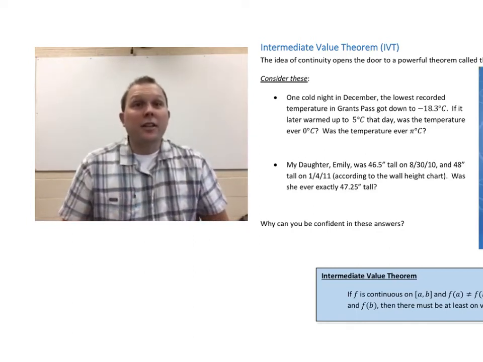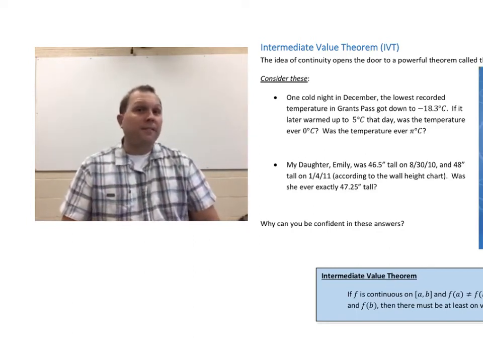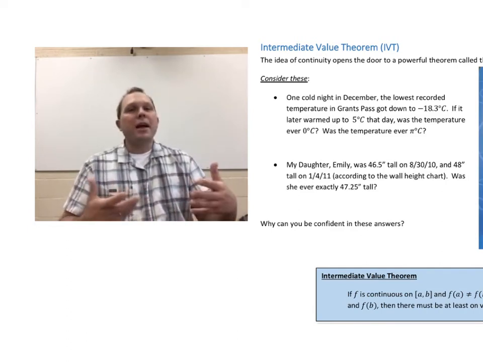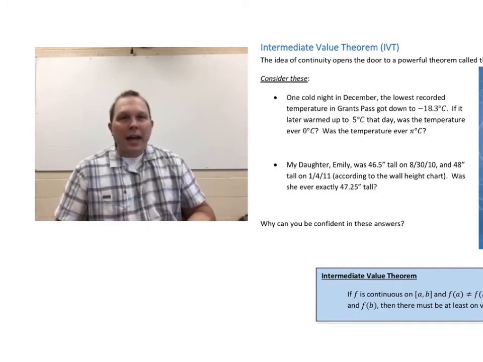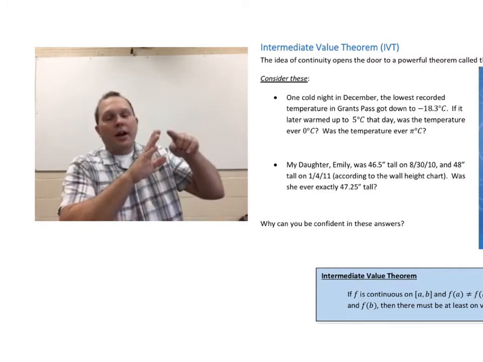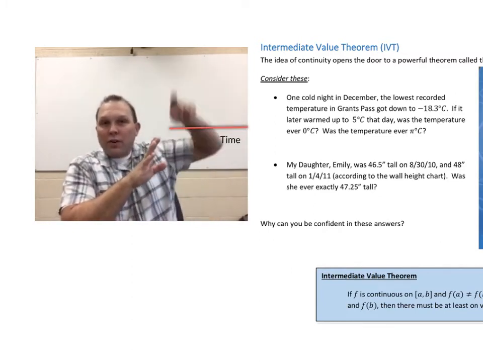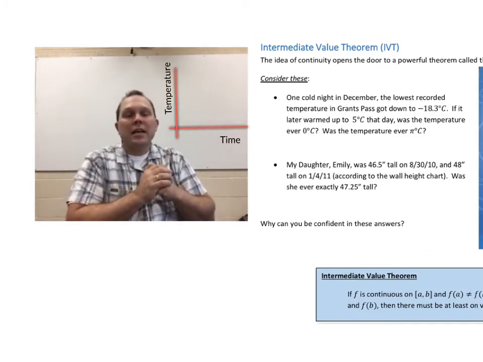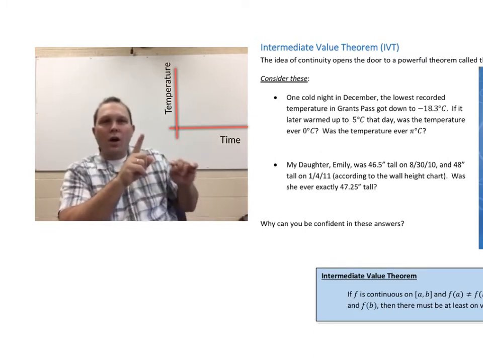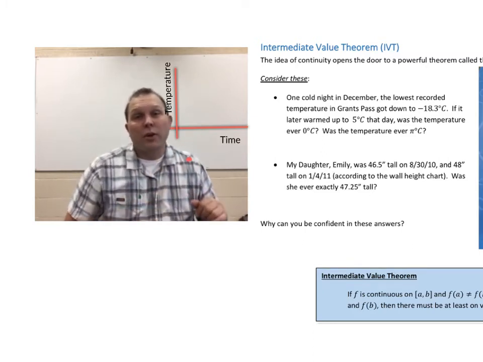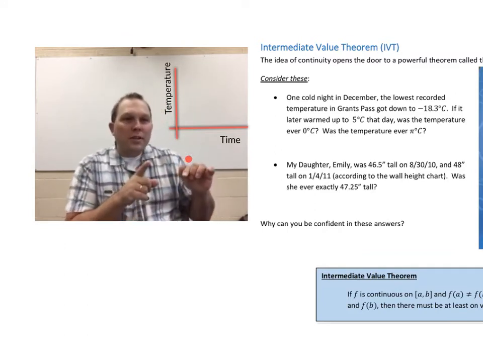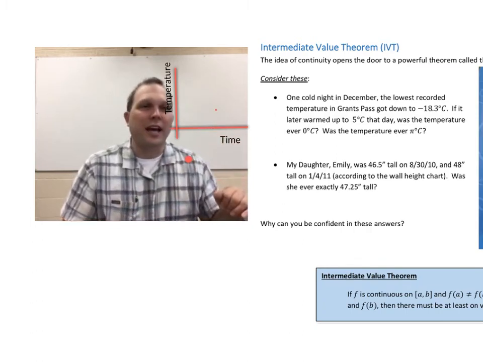The idea of continuity or a continuous function is very useful in something we call the intermediate value theorem. So let's imagine a couple functions. Imagine that we're going to graph the temperature of a cold winter night. We've got our horizontal axis of time, our vertical axis of the temperature, if you can imagine that. And let's say that we knew that at some point it was a record low of negative 18.3 degrees Celsius, and it later warmed up to 5 degrees Celsius in that day.